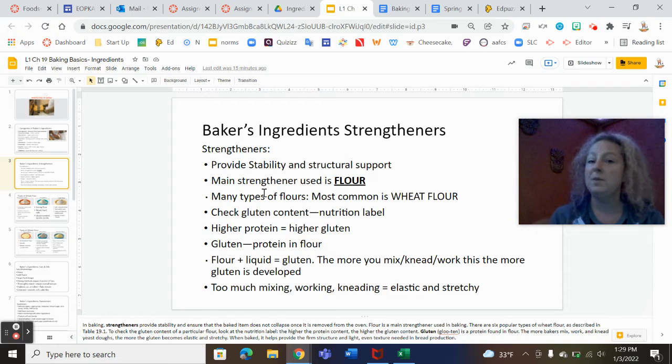For pretty much everybody else in the world, consuming gluten does not harm you, and consuming something that is gluten free is not a healthier product. It only means that it doesn't contain that particular protein. So if your body doesn't have an intolerance to the gluten protein, then there's no reason for you to not consume it. So those are strengtheners, and those would be flours.